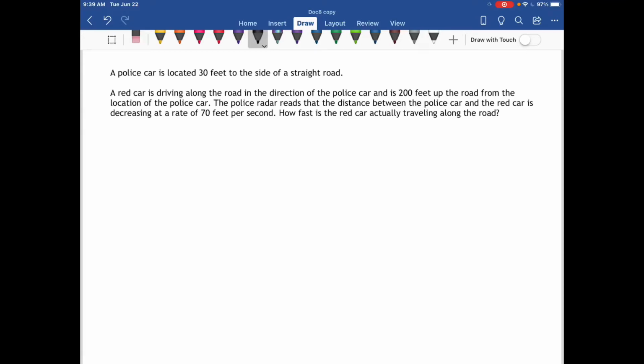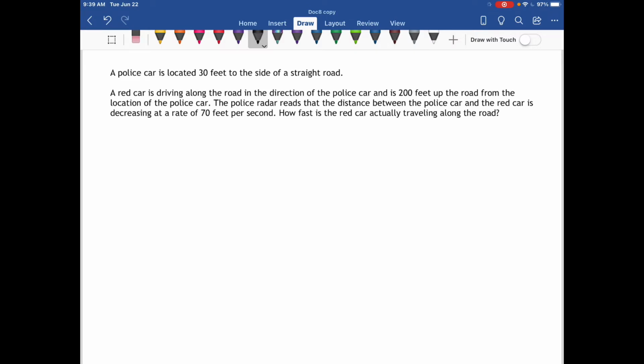In this video, we're going to go through an example of a related rates problem. The problem reads, a police car is located 30 feet to the side of a straight road. A red car is driving along the road in the direction of the police car, and it is 200 feet up the road from the location of the police car.